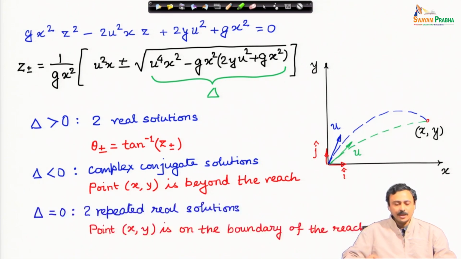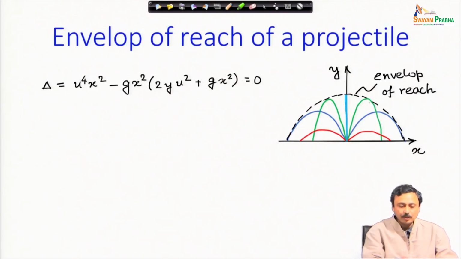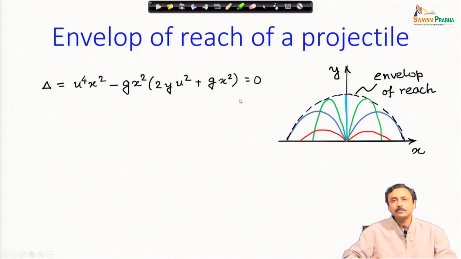launching system. When delta is exactly equal to 0, then you have two repeated solutions, and this point therefore lies on the boundary of the reachable and the unreachable space. On the inside you have the reachable space, and beyond that you have the unreachable space. So, what is this boundary? The boundary is when delta is equal to 0, because less than 0 you are unable to reach, and greater than 0 you have two ways of reaching. Therefore, equal to 0 is the last point that you can reach.